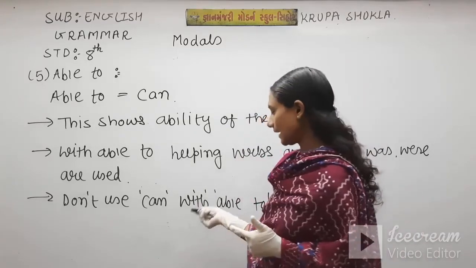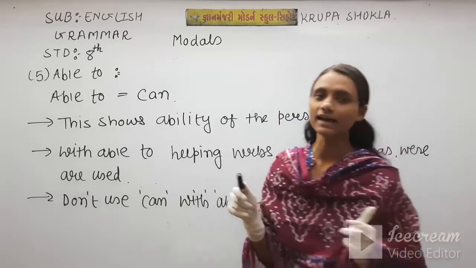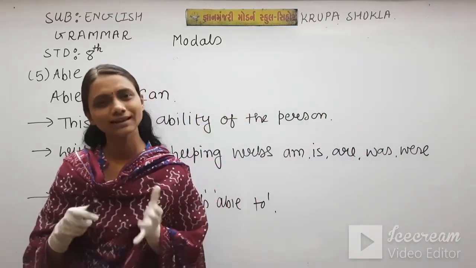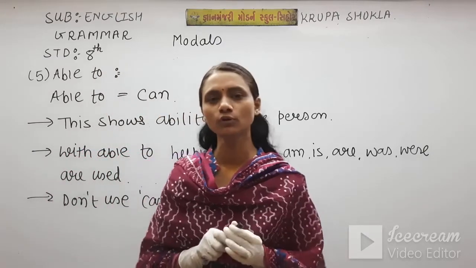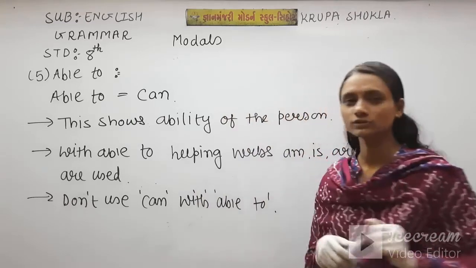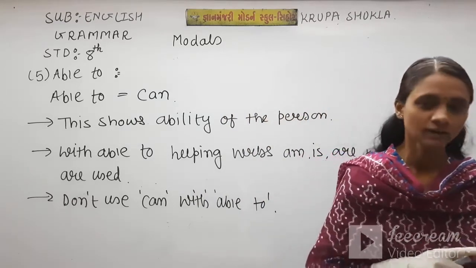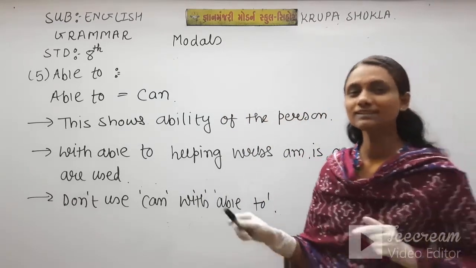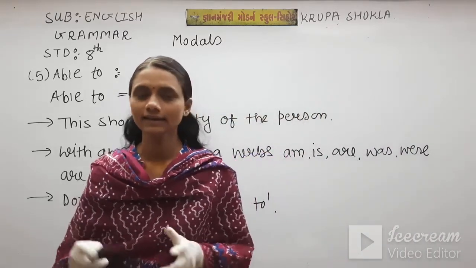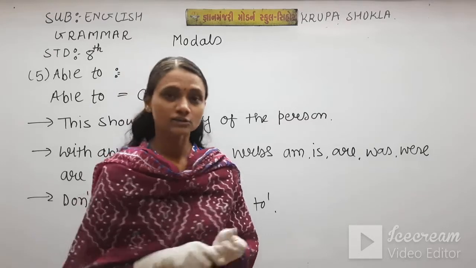So don't use can with able to, meaning you can't say "I can able to do this." Both are the same, so there is no need to use both together. And when you use able to, at that time use am, is, are or was with it. Means you can say, "I am able to sing this song on the stage." Instead of that you can also say, "I can sing this song on the stage." So that is the difference.